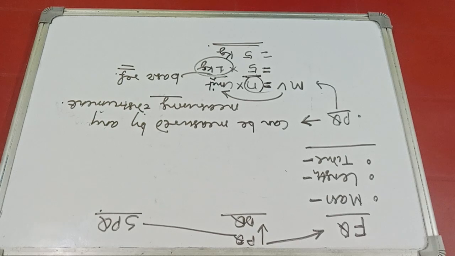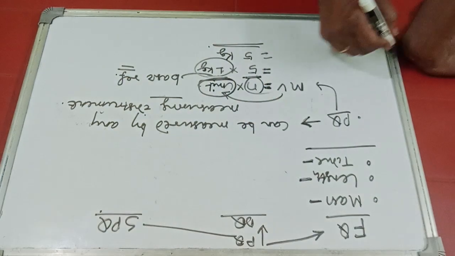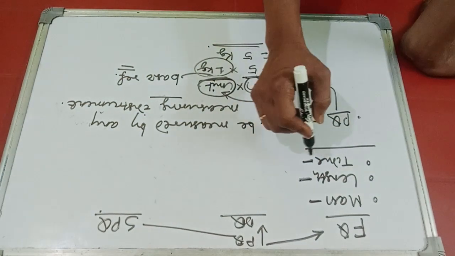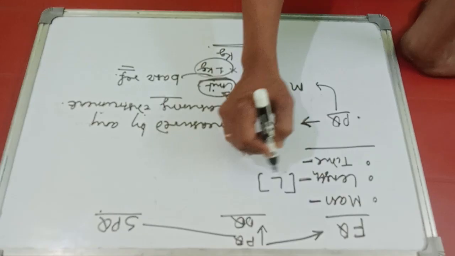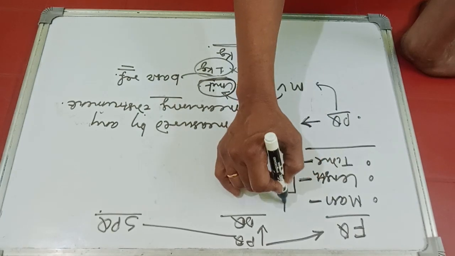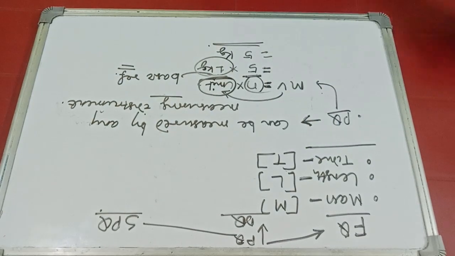Now, for a physical quantity we could get its unit, but what about the dimension? For dimension of physical quantities, we will be using the alphabet or its symbol. For length, we will use L, and it will be expressed within a bracket. For mass, it will be M, and for time, it will be T.